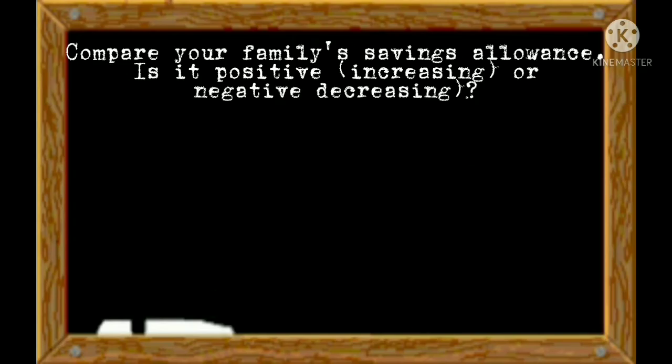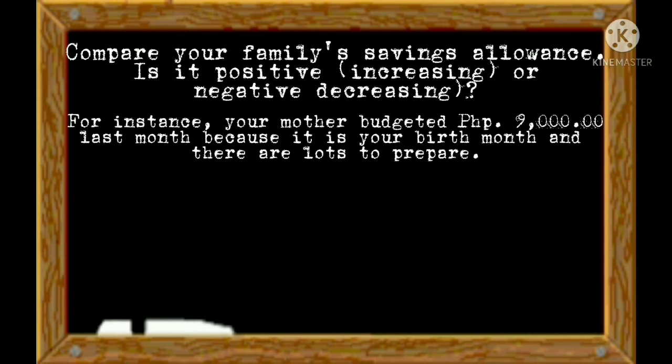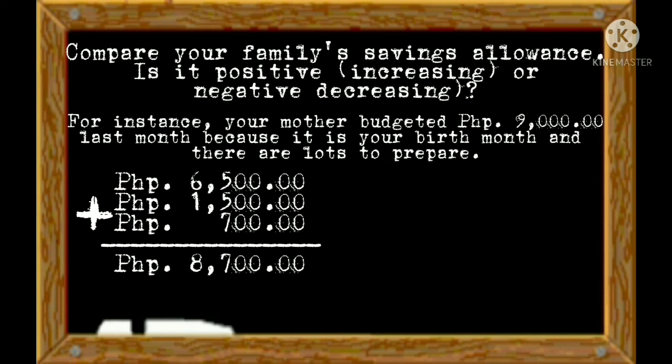Lastly, compare your last family's savings allowance. Again, is it positive increasing or negative decreasing? For instance, your mother budgeted 9,000 pesos last month because it is your birth month and there are lots to prepare. Then the food allowance is 6,500 pesos, the electricity bill is 1,500 pesos, and the water bill is 700 pesos.